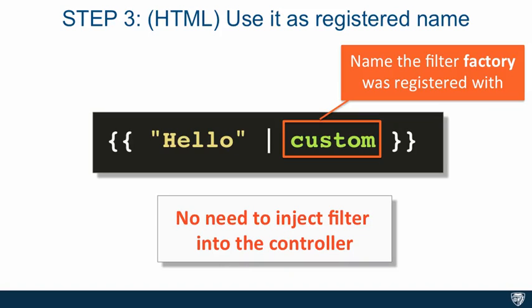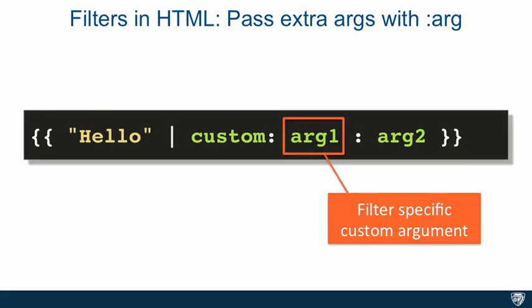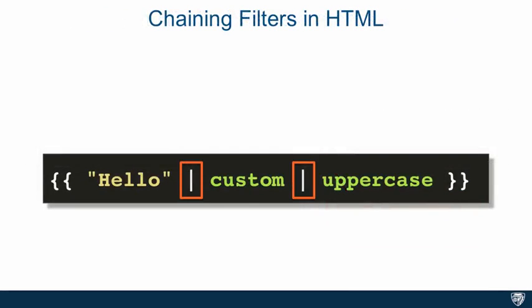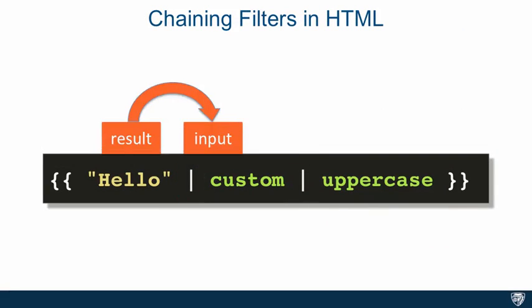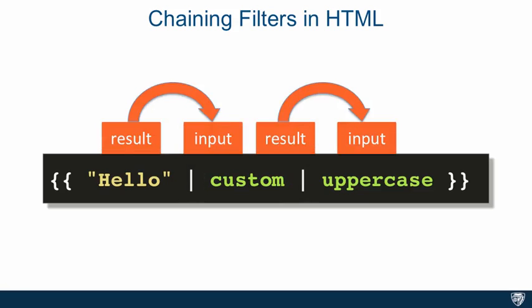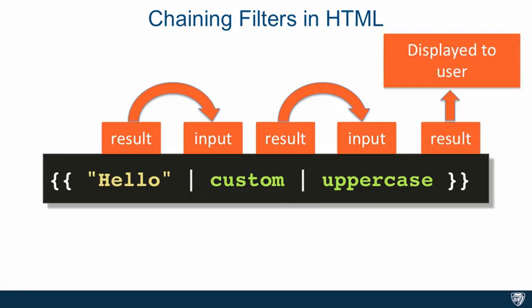Now, if you need to use an extra custom argument inside of your filter inside of the HTML template, you simply follow the name of your filter by a colon and an argument, and then another colon and another argument, and it keeps going until you've satisfied all the arguments that you have in your custom filter. You can also chain filters by simply separating them with a pipe character, which will make the result of one filter be the input to the next one in the chain until the very last filter, which outputs a result that's displayed directly to the user. Now let's jump back into our code editor and see these concepts in action.